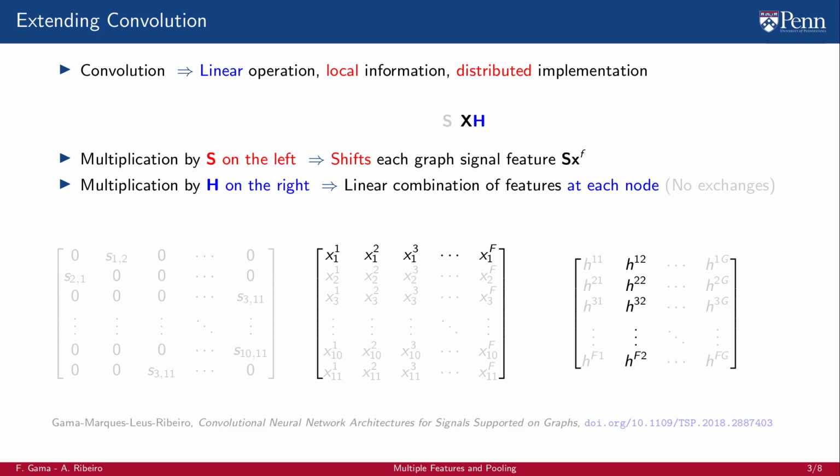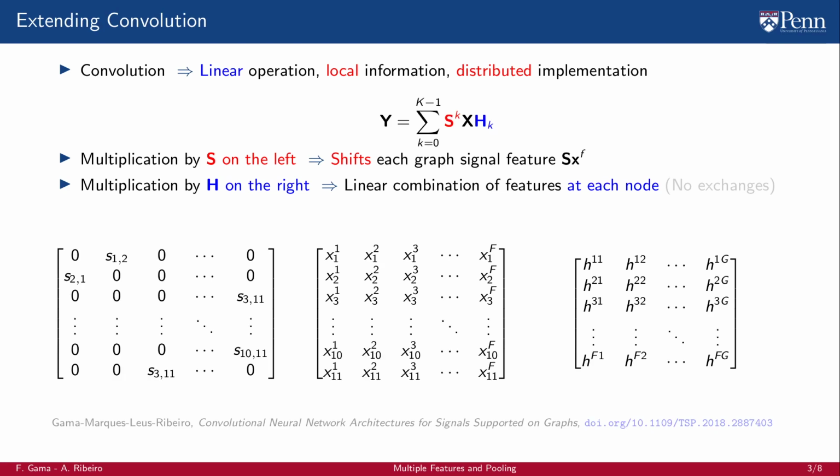That is, we take each row of matrix X, which corresponds to all F features at each of the nodes, and do a linear combination of them with the entries of the filter tap in each of the columns. Note that when we multiply by a matrix on the right, we are doing linear operations that do not involve neighbor exchanges. They are computed internally by each node. So now we see that this operation is, in fact, the appropriate convolution operation for dealing with multi-feature graph signals.